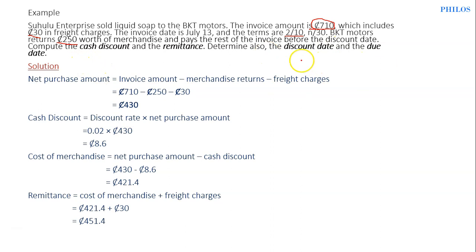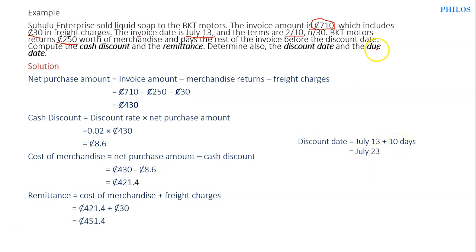So to determine the discount date, let's check the invoice date. The invoice date is 13th July. To get the discount date, we take the 10 from the 2/10. This 10 here means 10 days. And then we add it to 13, and that will give us 23. It's still within the same July. You can draw down 10 sticks just as I showed you in the previous one, and then use it to do that. So that will be 23. So it means that the discount date is 23rd July. So discount date is equal to July 13 plus 10 days, and that will give you July 23.